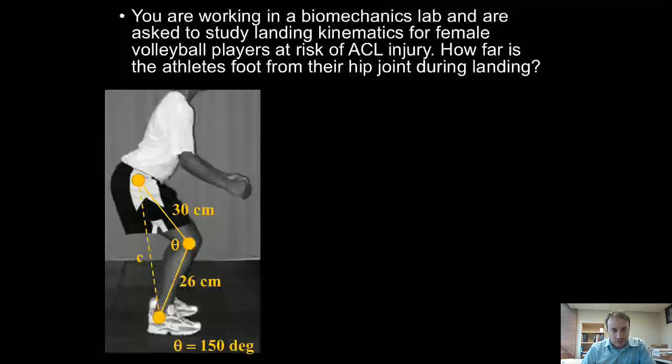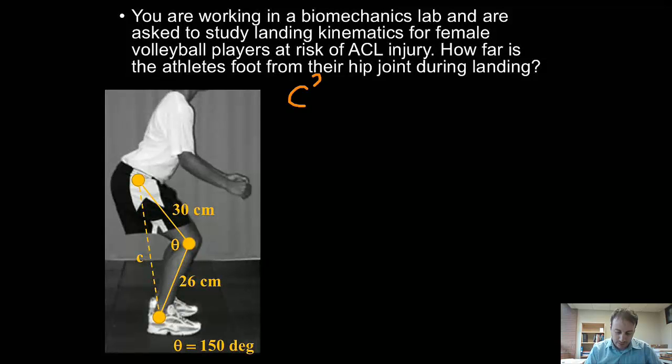Let's say you know from measuring the subject that the length of their thigh is 30 centimeters, the length of their shank is 26 centimeters, and that their knee angle here, theta, is equal to 150 degrees. If we know this information, we can go ahead and calculate the length of C, which is the distance between the foot and the hip joint. So let's use the law of cosines. To refresh your memory, that is c squared. In this case, let me get my pen out here.